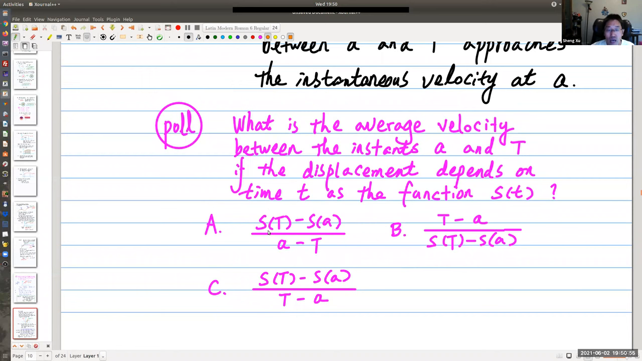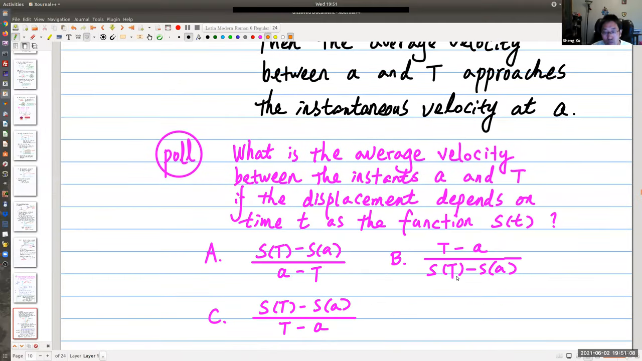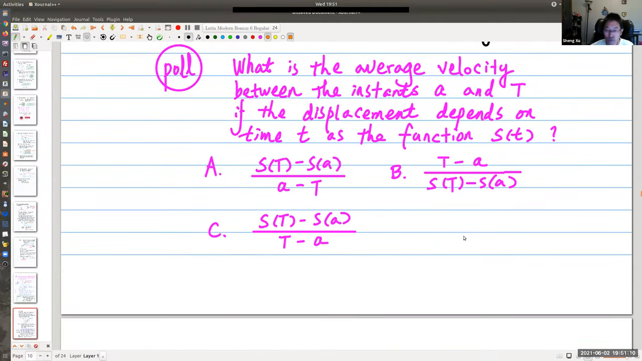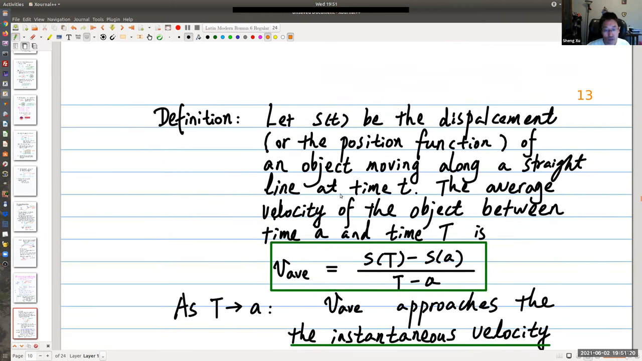We know it's S at T subtract S at A, right? So this amount subtract this amount gives that net displacement, divided by the duration, T minus A. So the answer should be C: S of T minus S of A, divided by T minus A. That's the average velocity. So this is the definition.